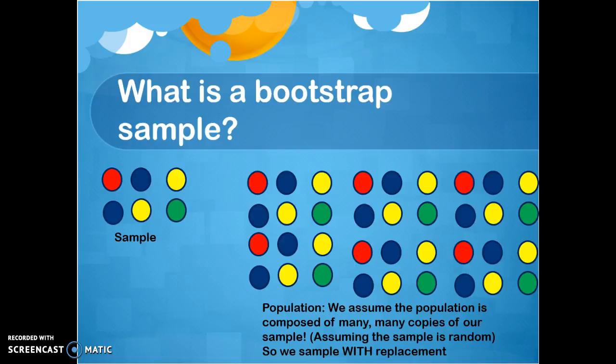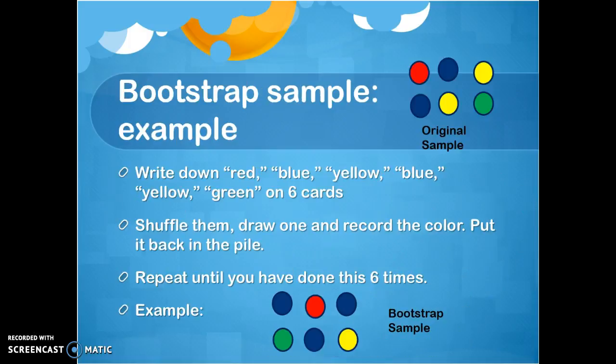And this assumes two things. One, that the original sample is a random sample, and also that we are going to be doing something called sampling with replacement. And we will get to that in just a moment here. So, okay, how do we construct a bootstrap sample?